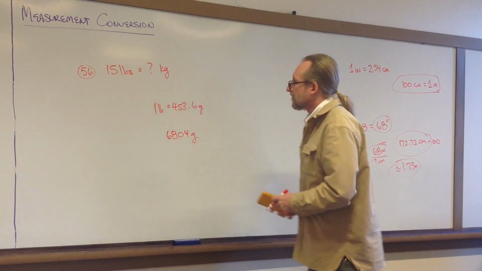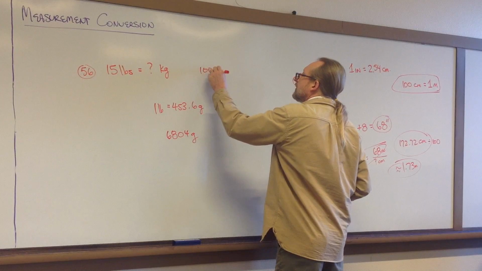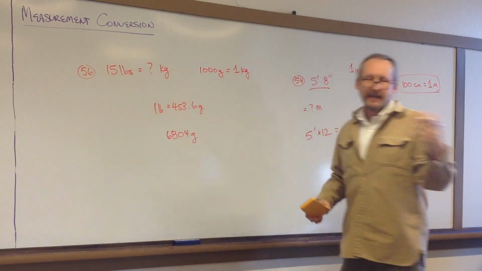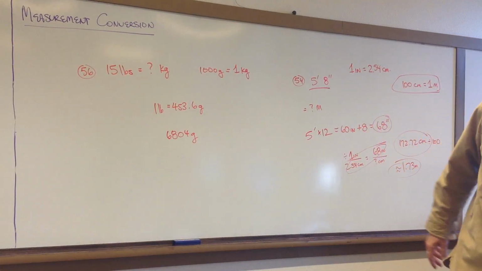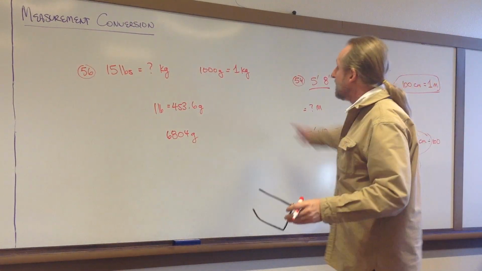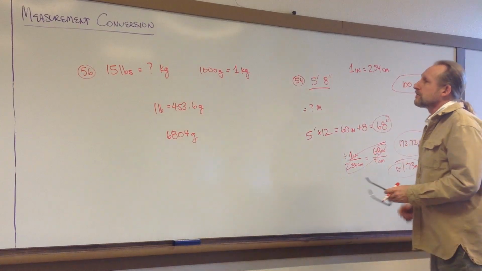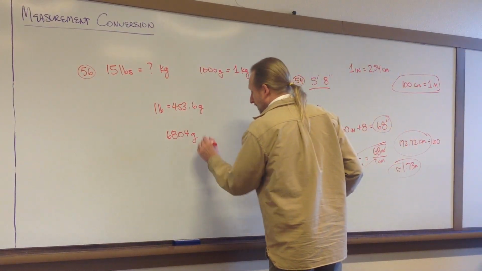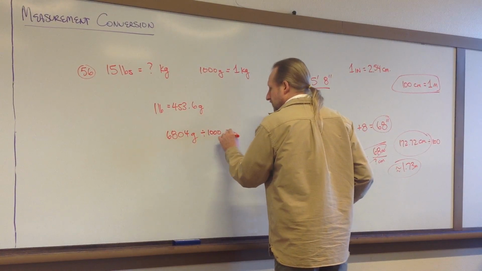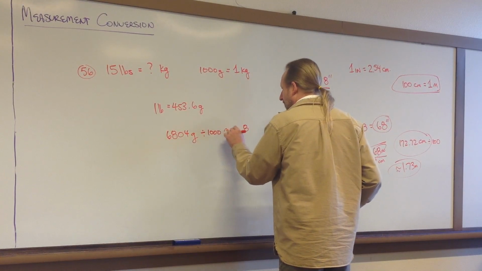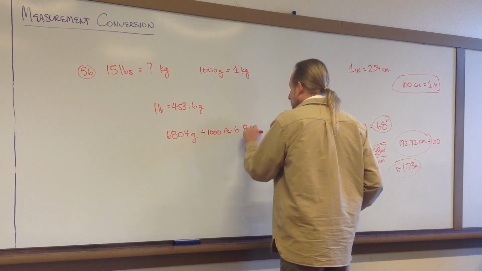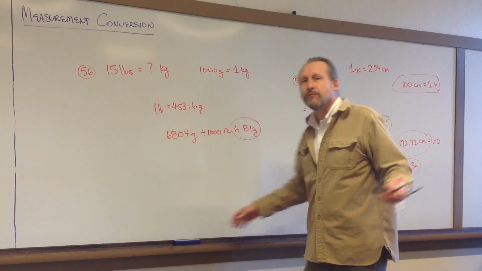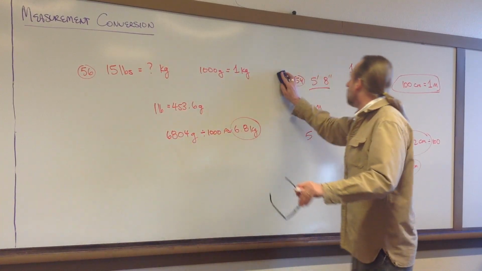That's 6,804 grams. Now, we know that there's 1,000 grams in 1 kilogram, and again, that's on the conversion sheet, and also this prefix kilo means 1,000. So we need to take this and divide it by 1,000, and that'll give us about 6.8 kilograms. If you want to put the 804 on there, that's fine.